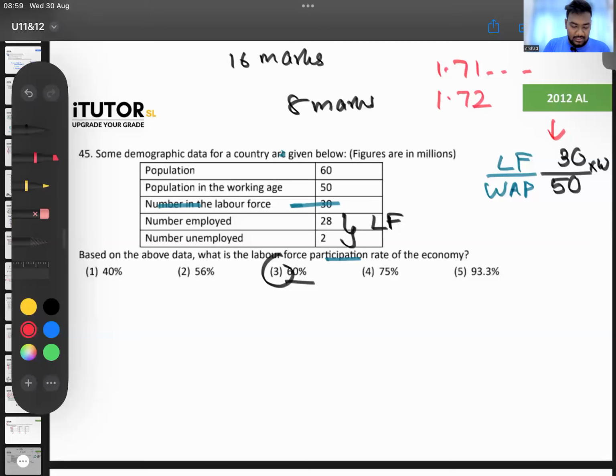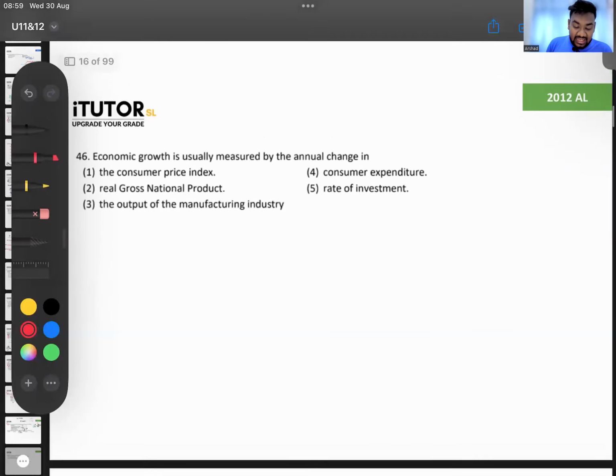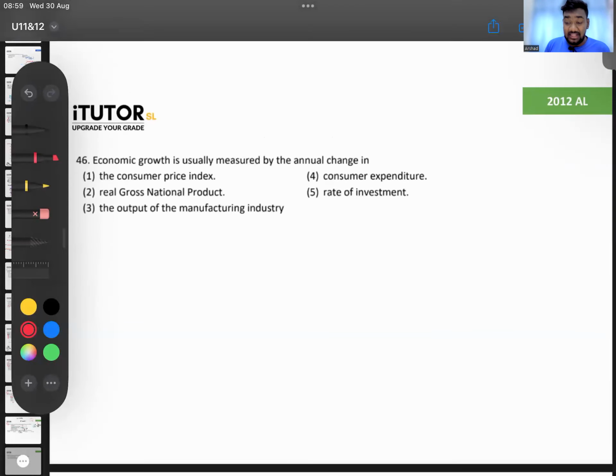Okay, right, that's 45. Then guys, question 46. Economic growth is usually measured by the annual change in what? Yes, 11 and 12 come from current issues. 11 and 12 is question number 9 and 10. It is easy, guys. I told you. GDP.